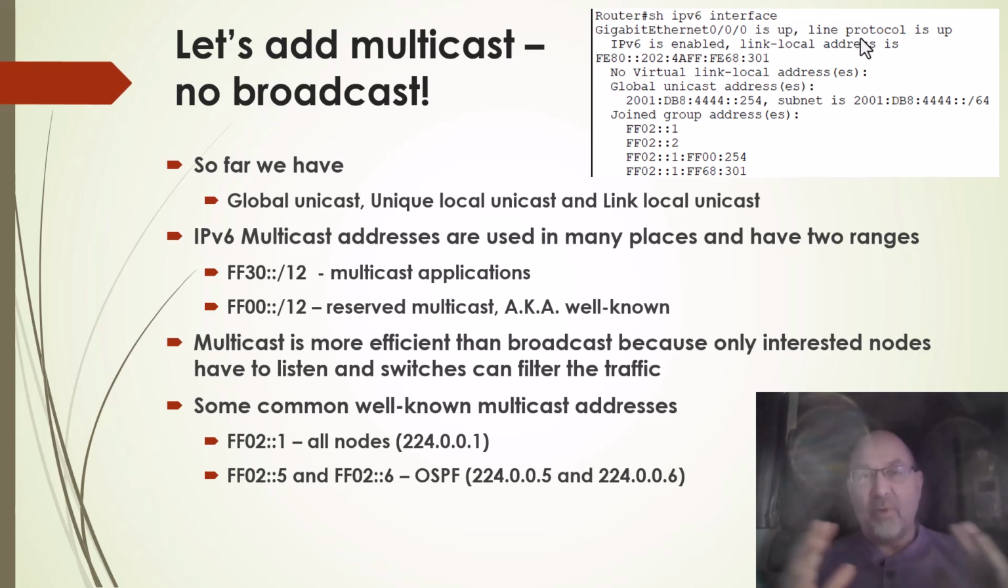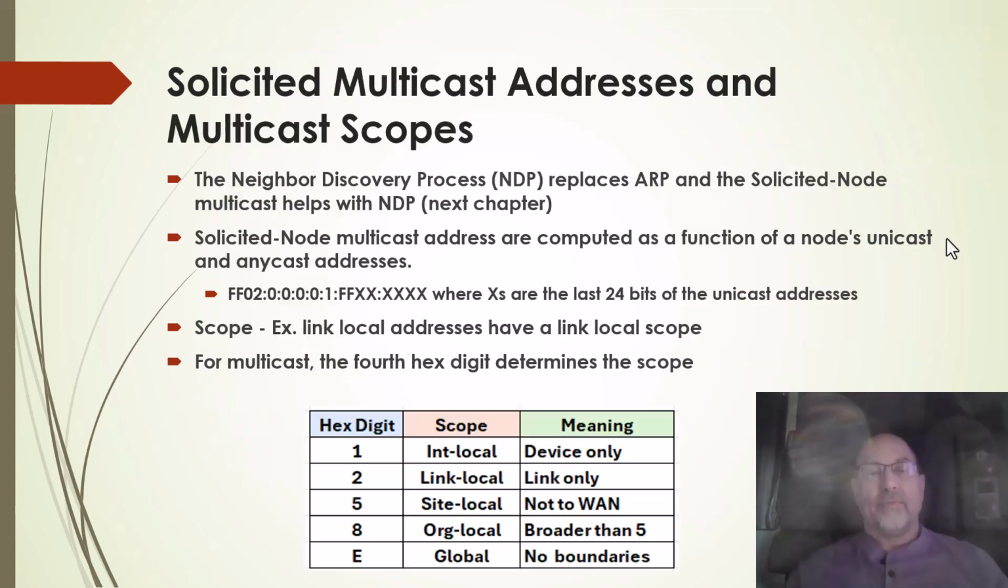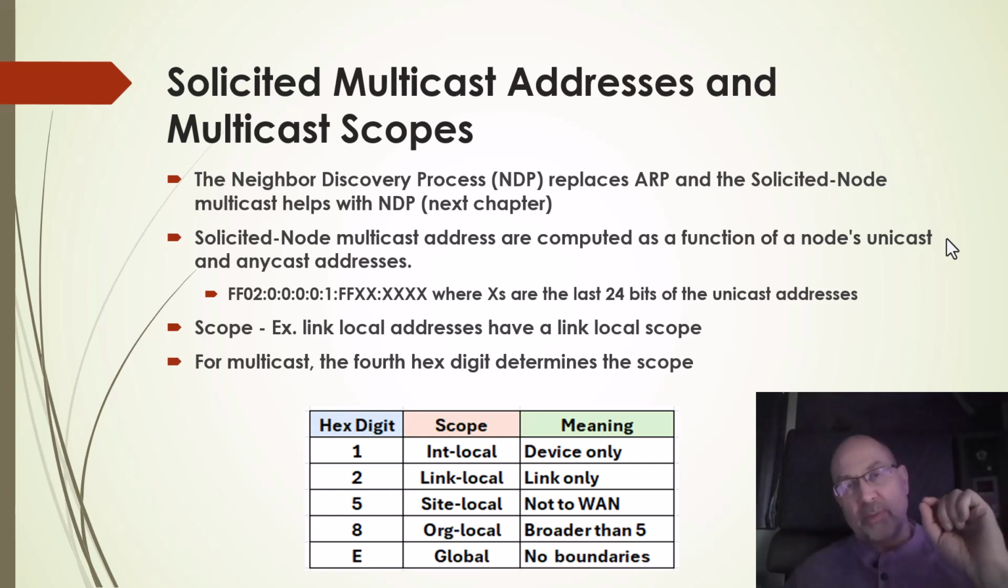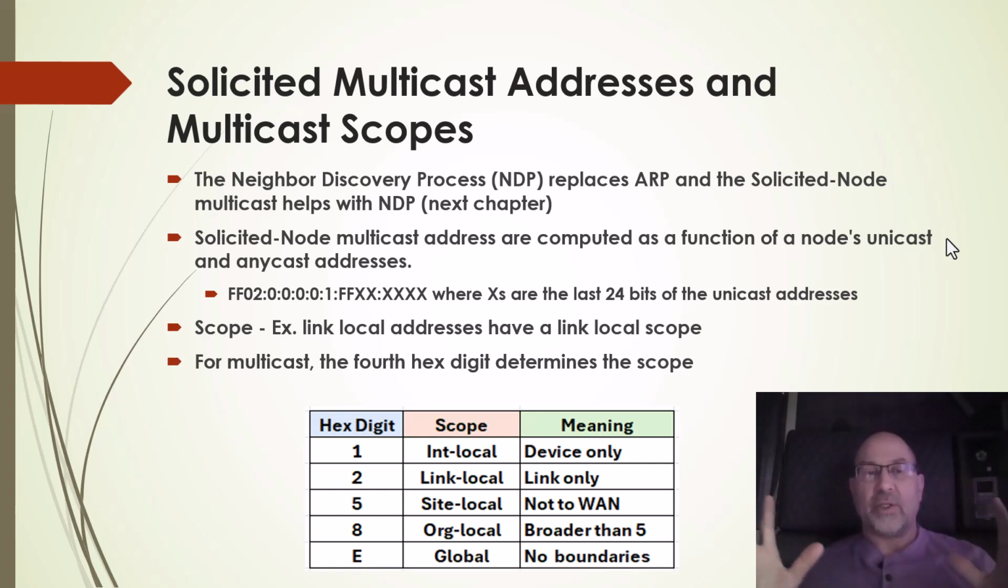Now, before we freak out, IPv4 has the same thing in terms of well-known multicast addresses, right? 224 to 239 is the range, with 224.0.0.1, 224.0.0.2. In this example here, I've got OSPF at .5 and .6. So IPv6 has the same versions, right? FF02::1 is all nodes. FF02::5 and ::6 are OSPF. So let's dive a little bit more into some particular multicast addresses and multicast scope.